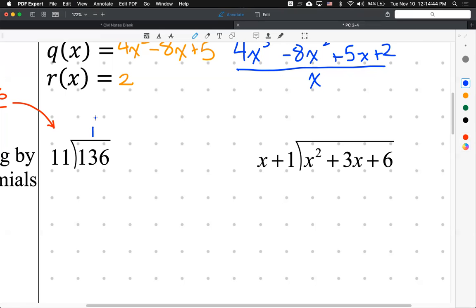11 does not go into 1. X plus 1 does not go into x, right? 11 doesn't go into 1, so you have to expand your search. 11 goes into 13, though. How many times? It goes up to 1 time, because 1 times 11 gets really, really close to 13. And then you actually do that. 1 times 11 is what number? 11. And we write the 11 underneath the 13, as Hillary said. So 13 and then 11 underneath there.